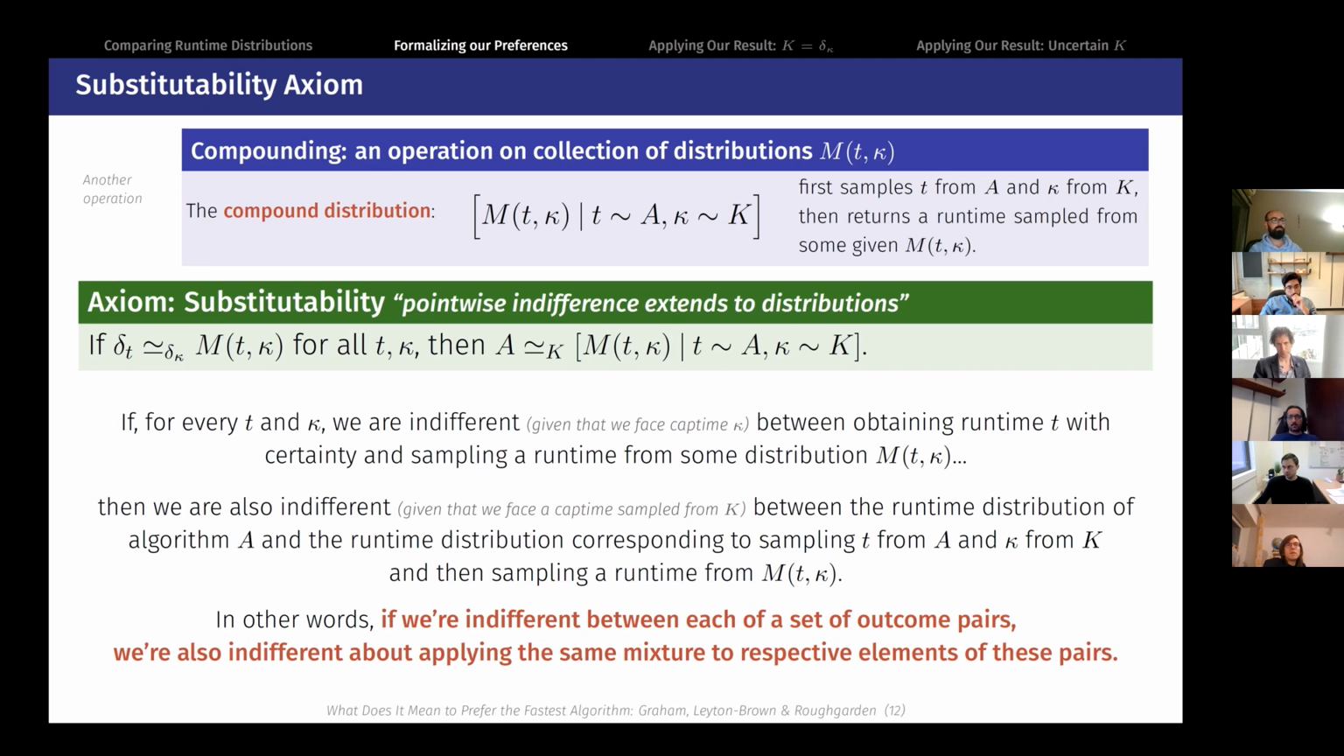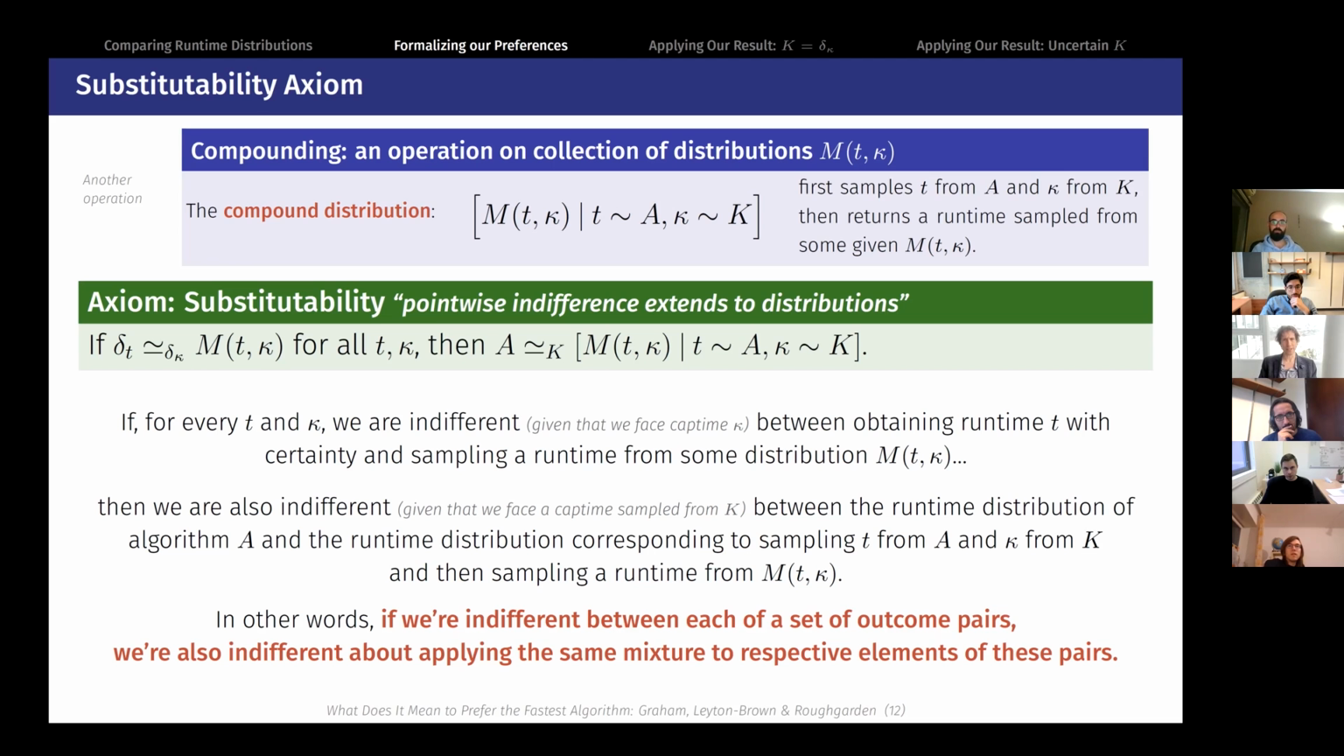So imagine I have some algorithm A and I have some cap time distribution K. Imagine then that I was to sample some T from A, sample some kappa from K, and then return to you whichever distribution M_T,kappa gives you. If I was to do that whole sampling procedure and create that as a mixture, where with the probability corresponding to getting exactly that T from A and that kappa from K, I get the M, and I do this for all the different M's in the whole collection, this gives me some huge mixture. I'm going to call that a compound distribution. So this is just a way of inducing a distribution by sampling.